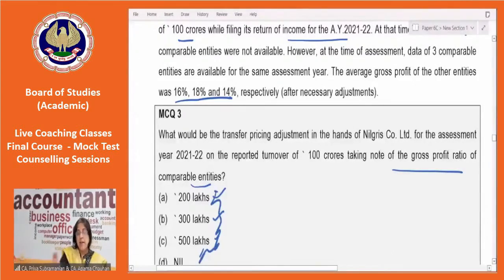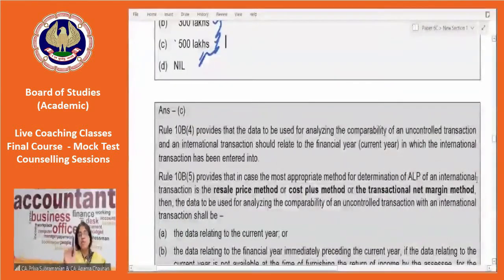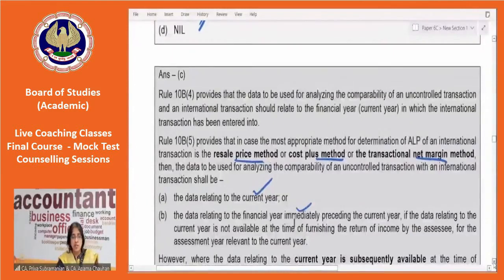Okay. Now, how do we proceed? What is the provision in this case? You have to go to the rules. Rule 10B(4) says that you can take only the current year data for analyzing the comparability. 10B(5) says where the most appropriate method is either the resale price, cost plus or TNMM, then you can either use the data for the current year or data relating to the financial year immediately preceding the current year, if current year data is not available at the time when you furnish them.